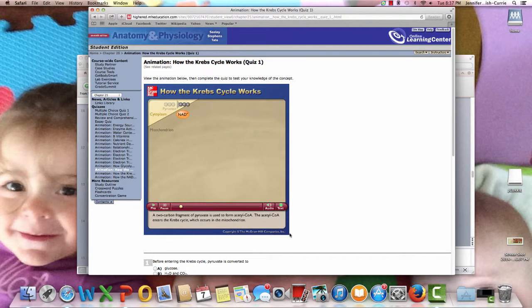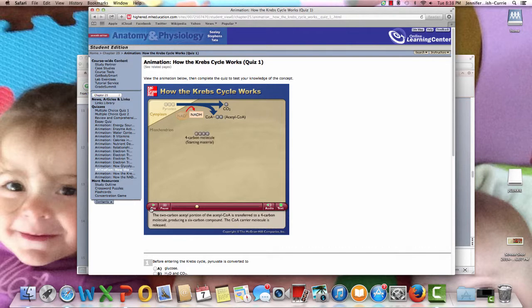A 2-carbon fragment of pyruvate is used to form acetyl. The same as we were doing in the last screencast, and you've seen me doing so far, we're going to account for our carbons just as little circles because it's easier that way. CoA. The acetyl-CoA enters the Krebs cycle, which occurs in the mitochondrion. During the conversion of pyruvate to acetyl-CoA, carbon dioxide, CO2, is produced and a molecule of NADH is formed.